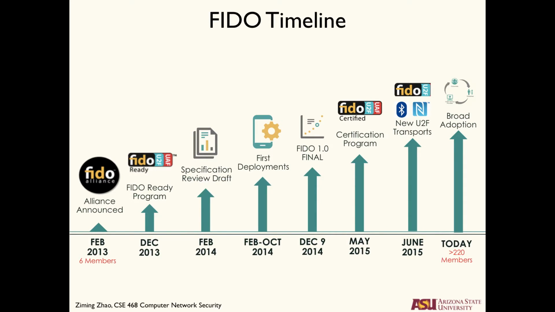So FIDO was proposed only 3 years ago. At the beginning, only 6 companies joined FIDO. Then quickly they announced 2 protocols. One is called UAF, another one is called U2F. U2F is kind of like the 2-factor authentication we talked about before. It uses 2 factors, but both of them are authenticated locally, not remotely. So still the server doesn't remember your secret.